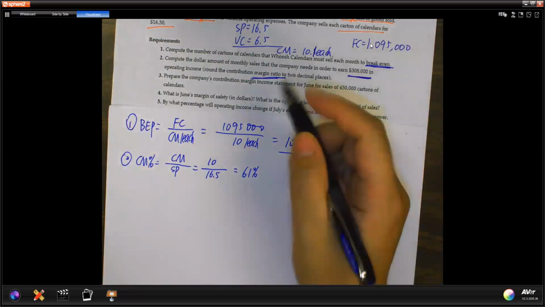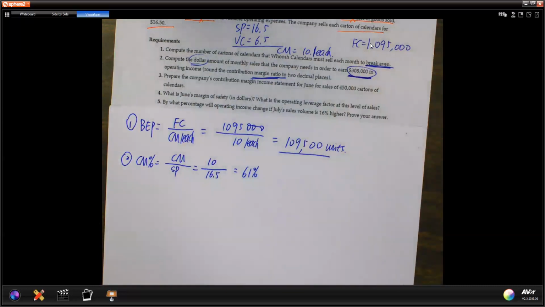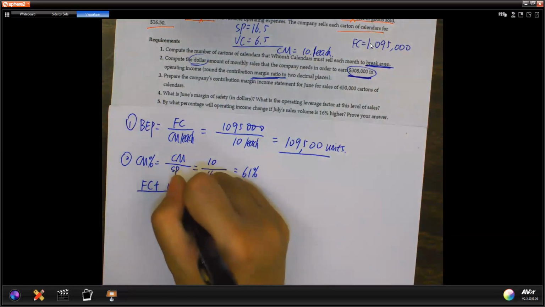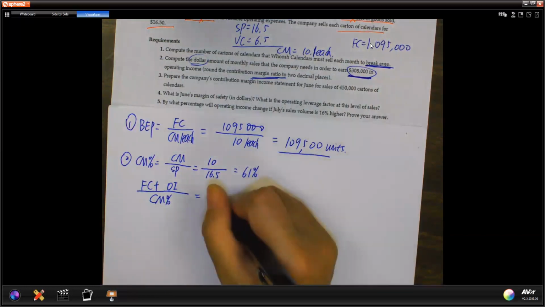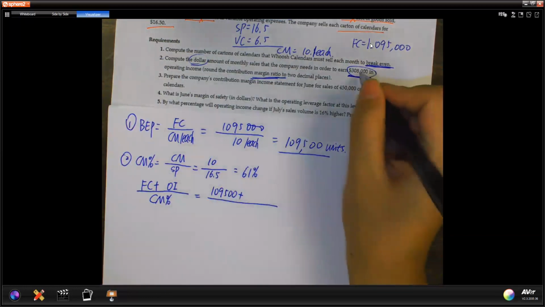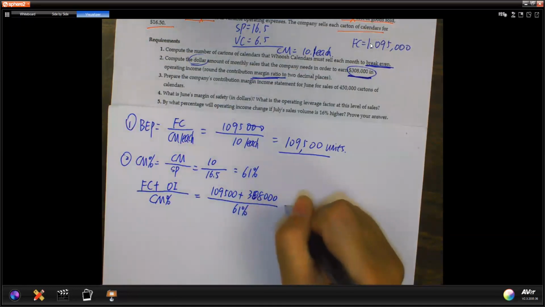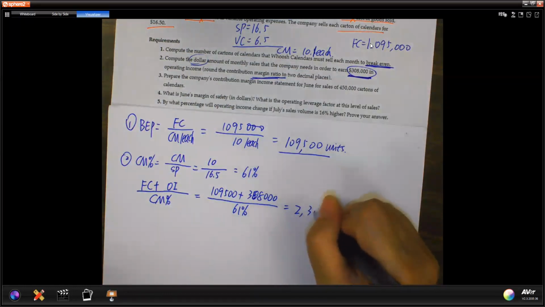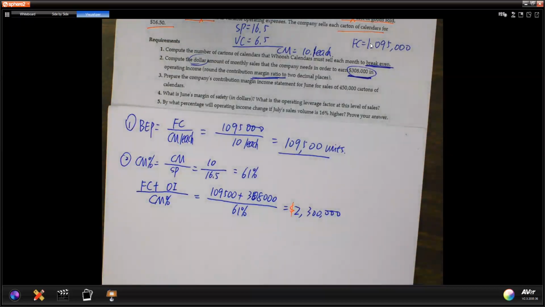Now it's asking how much dollar amount you need to get this income. So basically it's fixed cost plus your operating income, divided by contribution margin percentage. So we got the fixed cost, I'm not going to read it, and then operating income divided by contribution margin percentage. If you do all this, you should be able to get $2.3 million, so that you will have income of 308,000.